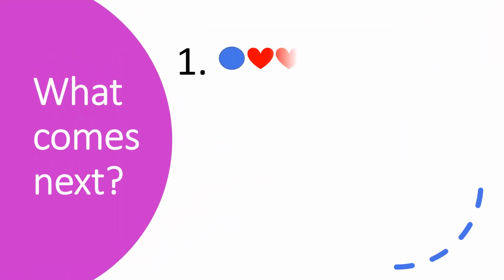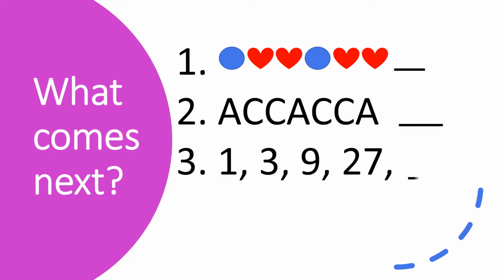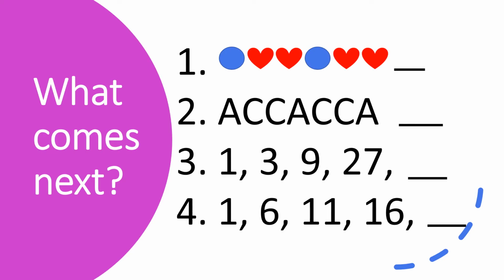Let's begin this lesson with this question. What comes next? Number 1, circle, heart, heart, circle, heart, heart, blank. Number 2, big A, big C, big C, big A, big C, big C, big A, blank. Number 3, 1, 3, 9, 27, blank. And number 4, 1, 6, 11, 16, blank.